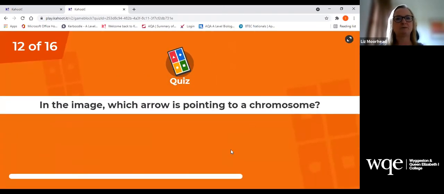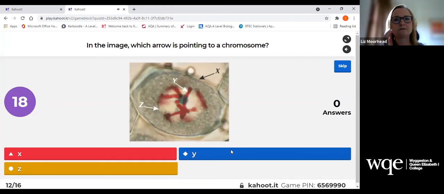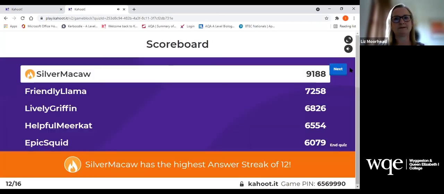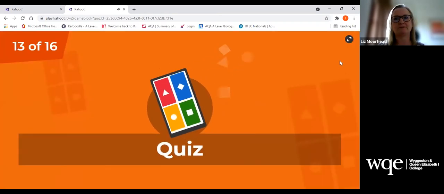In the image, which arrow is pointing to a chromosome? Is it X, Y, or Z? Okay, it is in fact Y. Well done. Actually, everybody got that one right.